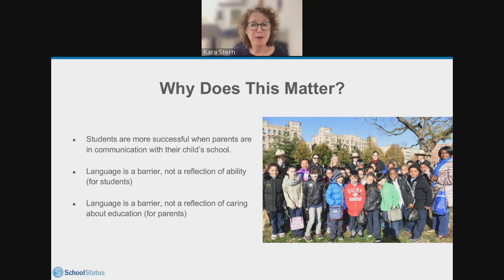So, if parent communication is critical to student success, then parents who do not speak English at home have to be able to access classroom updates with the same ease as native English speaking parents. Updates without translation are a barrier to success for English learner students, and it's one that schools could easily remove.